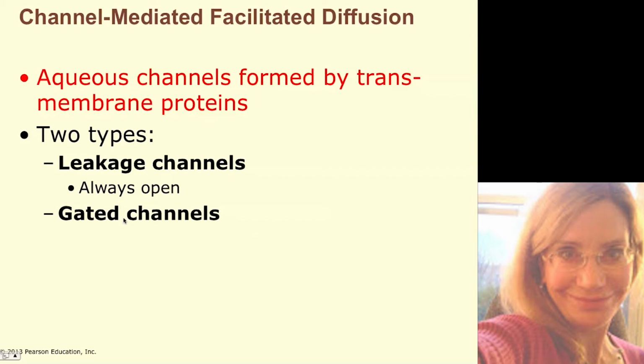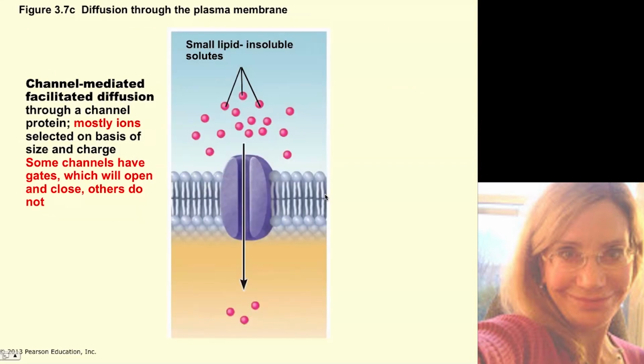and then there are gated channels, and these have a gate. When the gate's open, ions can freely pass through. When the gate is closed, they cannot go through. This figure is showing channel-mediated facilitated diffusion through a channel protein. This is mostly going to be ions. Of course, remember, ions have a charge to them, either positively charged or negatively charged. And these channels are very specific for each type of ion.